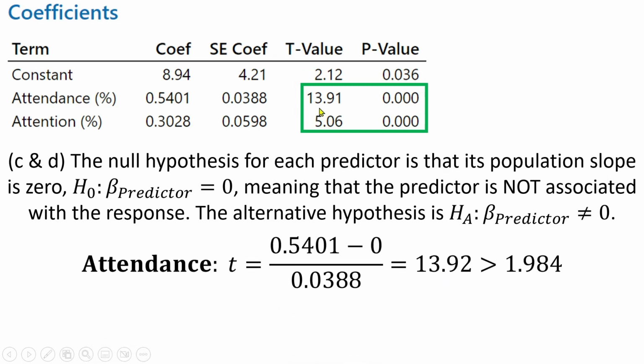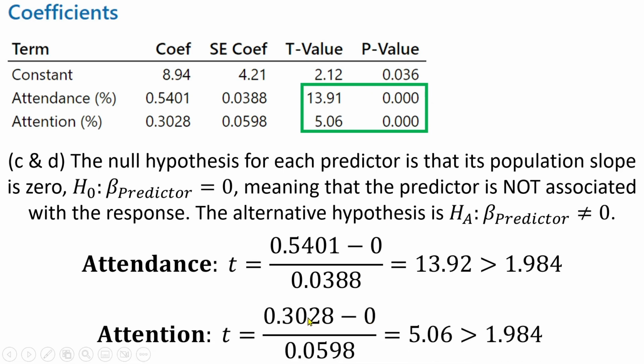In the first case, where does that t-statistic come from? For attendance, it's just equal to the estimate of the slope minus what that slope would be if the null was true, divided by the standard error for that estimated slope. We get a value that is bigger than our critical value for our 5% test. And so we're going to reject the null. And that's consistent with the fact that our p-value is very small.